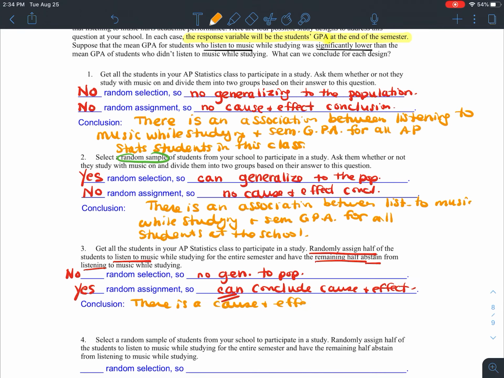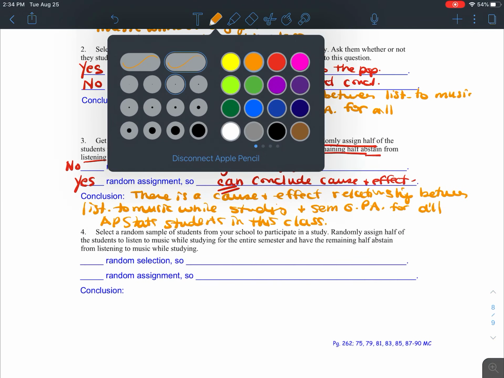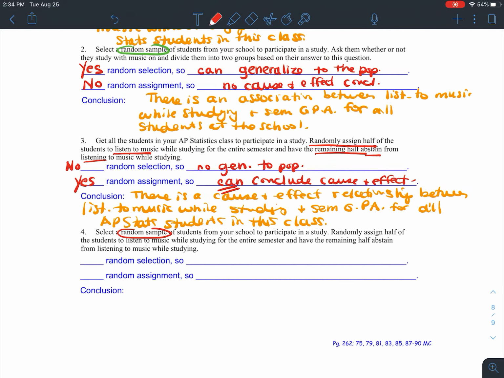Cause and effect. So our write-up for this would be, there is a cause and effect relationship between listening to music while studying and semester GPA for all AP Stats students in this class.